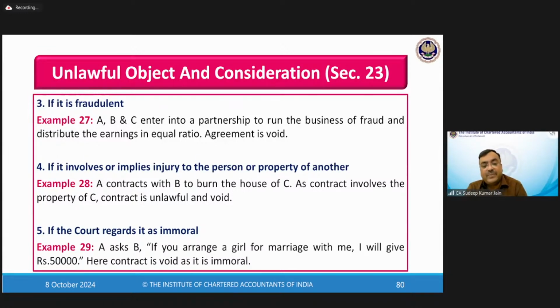If the court regards it as immoral, bad character. Example number 29, please see. A asks B, if you arrange a girl for marriage with me, I will give you 50,000. This contract is immoral, bad character contract. Arranging a girl for marriage is a bad character contract. It is immoral and hence void.